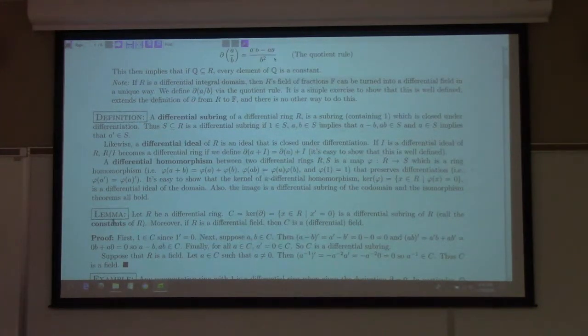So it's easy to show that the kernel of a differential homomorphism is a differential ideal, and the image is a differential subring of the codomain. And all the isomorphism theorems hold. Why didn't I make this a homework problem? These seem like awesome homework problems, don't they?